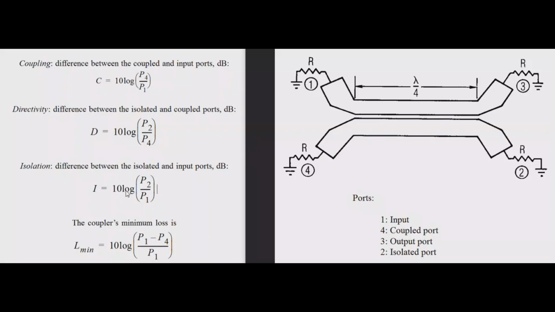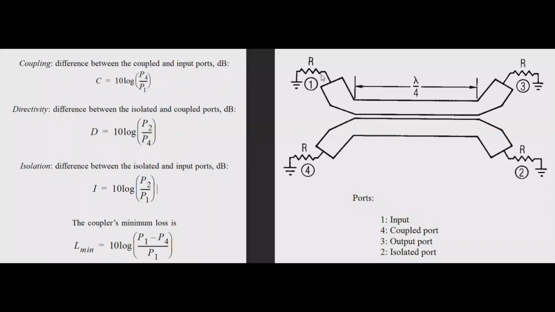Now, the last quantity is the isolation, which is simply the power at port 2 compared to the power at port 1. So you can see right away that the coupling plus the directivity is equal to the isolation, in dB, of course.